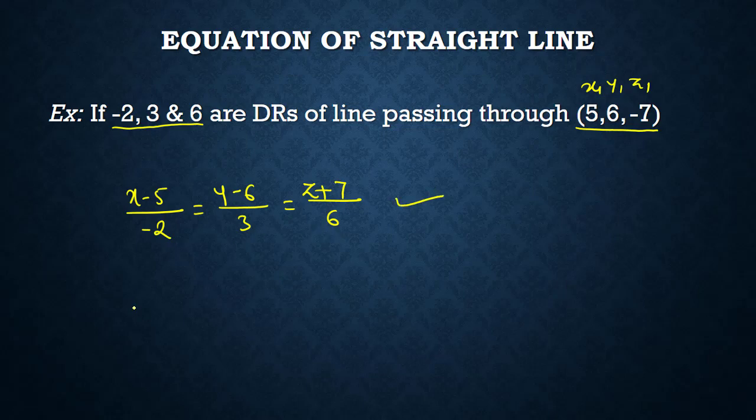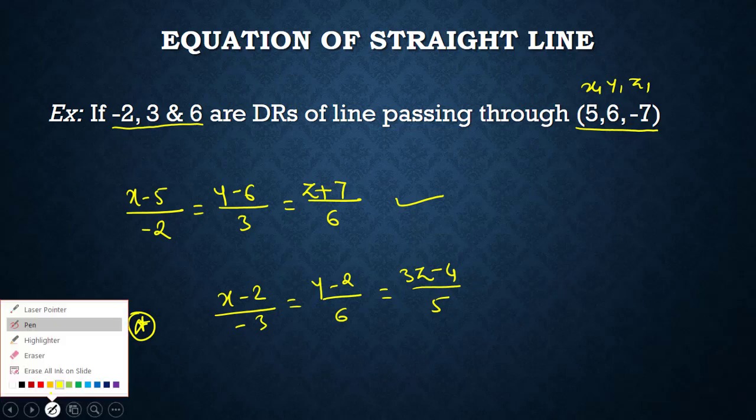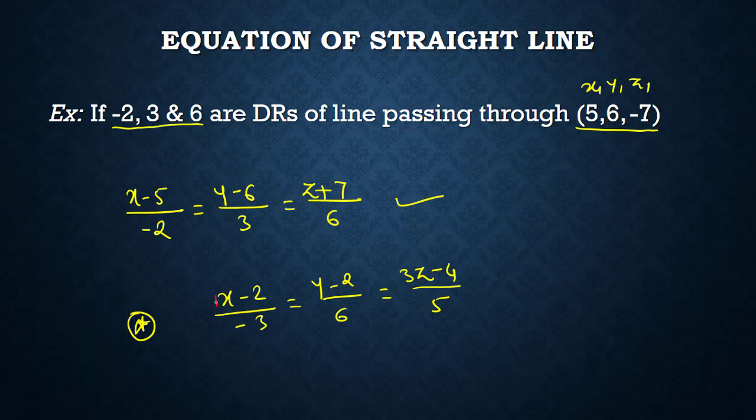Generally, if an equation is given, suppose this equation is given: (x minus 2) upon minus 3 equals (y minus 2) upon 6 equals (3z minus 4) upon 5, then what will be the direction ratios of this line? You may get a question like this. So first of all, make sure that your straight line equation is in standard form. Standard form means the coefficients of x, y and z should be 1.